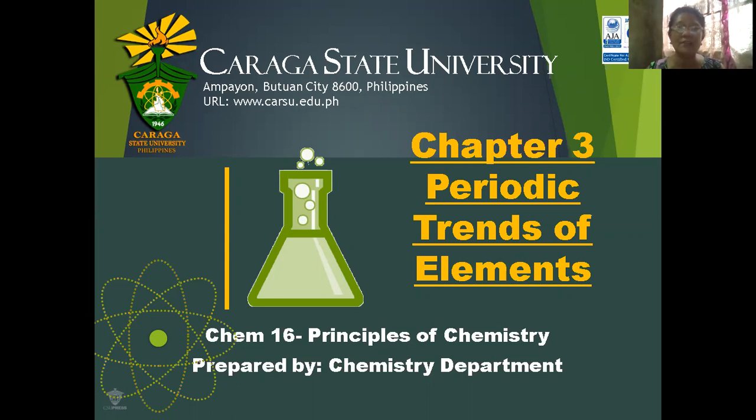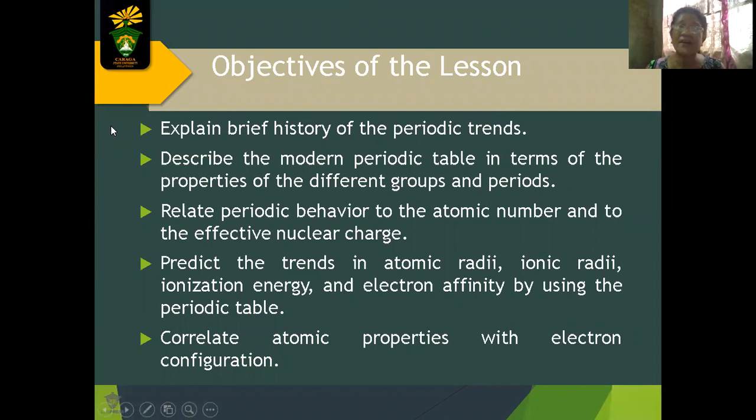So let's move on. These are the objectives of this lesson. The first one is we are going to describe the brief history of periodic trends, when it started and when we could consider it as a modern periodic table. The second one is we are going to describe what the modern periodic table is in terms of its properties and characteristics. What makes them different from the old periodic table?